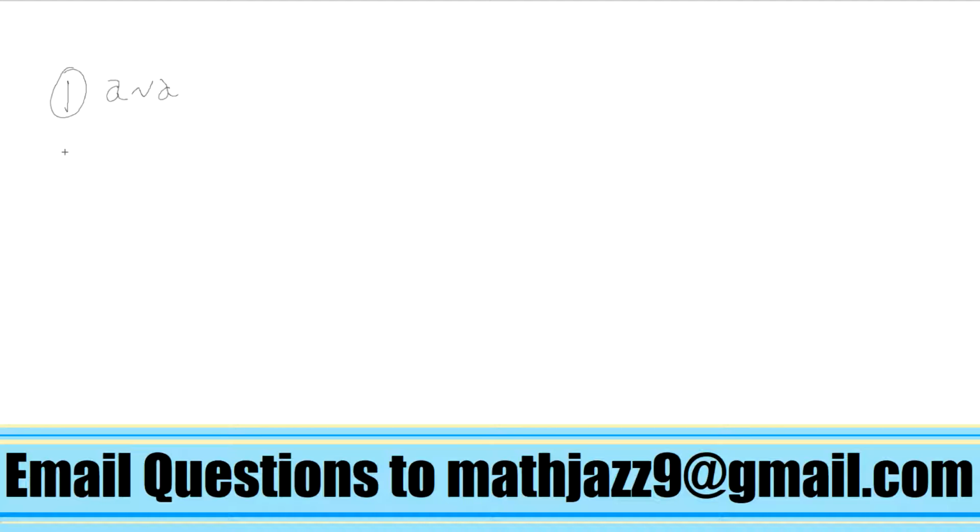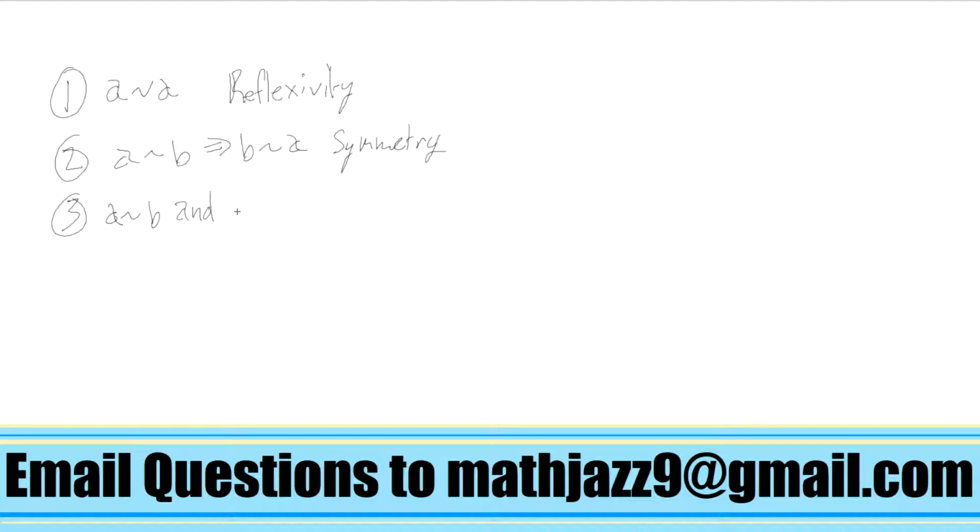One is reflexivity. Two is symmetry, which means that if A is related to B, then B is related to A. And this one is called symmetry. And this one is called transitivity, and it says that if A is related to B and B is related to C, then A is related to C. So, if it has these three properties, then we have an equivalence relation. And equivalence relations are about as close as you can come to equality without actually being equality.